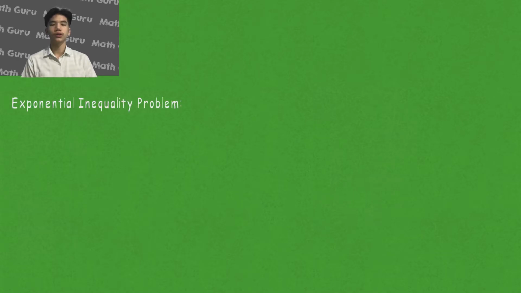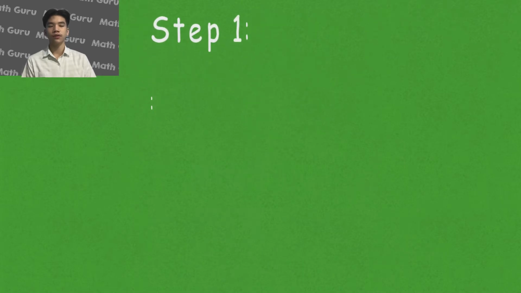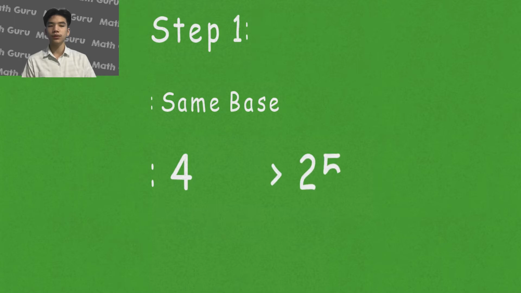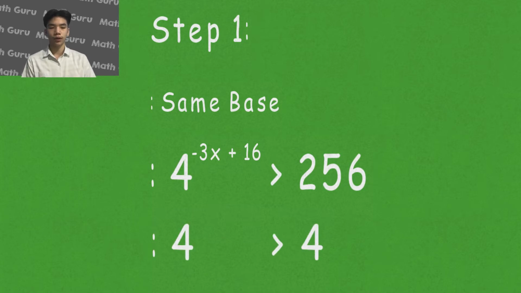So now we proceed to the next problem, which is an exponential inequality problem. With the given 4 raised to negative 3x plus 16 is greater than 256, we can now proceed to the first step. The first step is finding the same base again. To find the same base, we must first find something in common between these two numbers. Now, we know that 256 is 4 raised to 4. So now we can put it as 4 raised to negative 3x plus 16 is greater than 4 raised to 4. With that, we can now proceed to the second step.